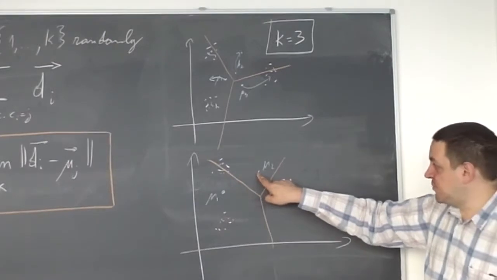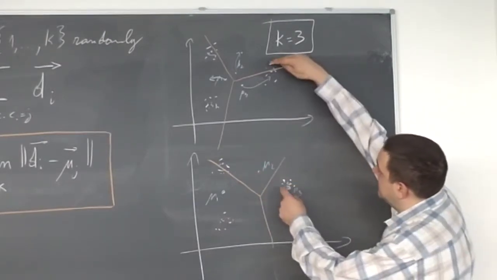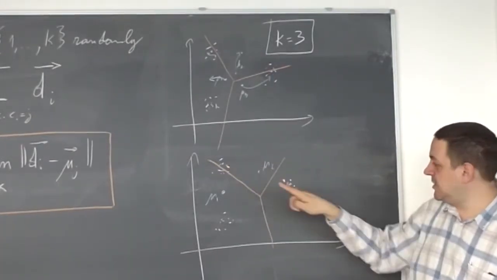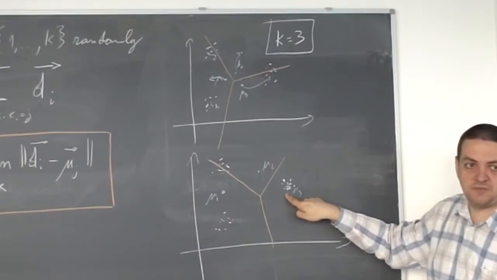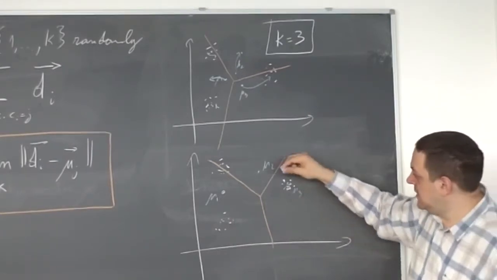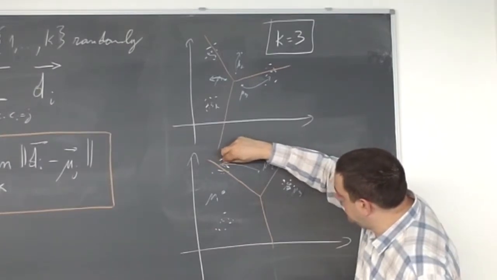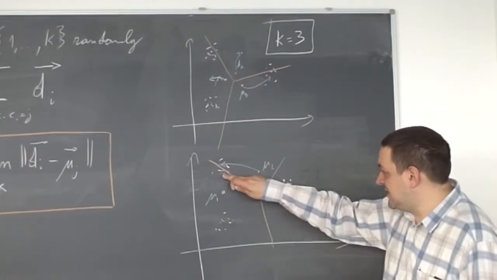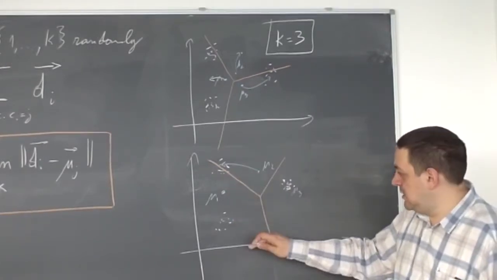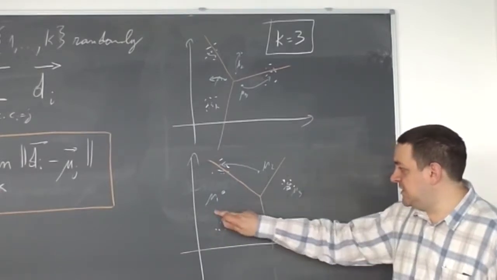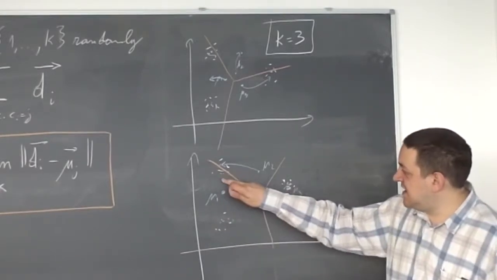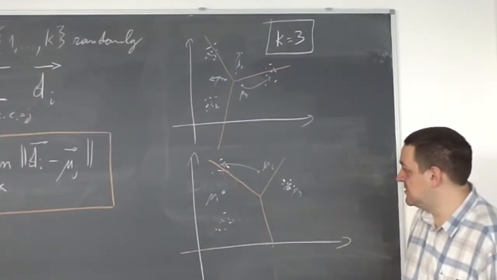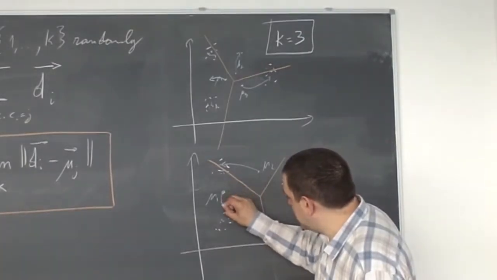mu2, which was initially here because it was attracted by some points here and some here, now is only attracted to points here because all the points in this cluster have been conquered by mu3. So mu2 is going to move here. mu1 is still attracted on 2 sides. Currently, this side belongs completely to cluster 1. This side only partly belongs to cluster 1, while some belong to cluster 2. So we can expect mu1 to move in this direction.